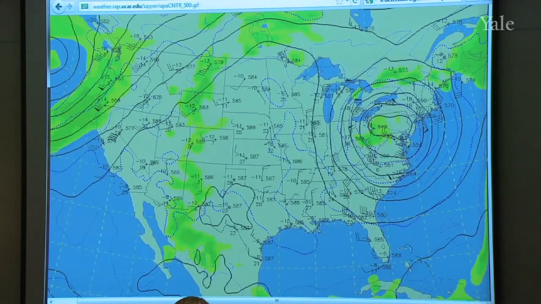Are there any questions on this one before I go back to the main lecture? So these maps are easy to find, and I encourage you to check in with them from time to time to see what's going on.